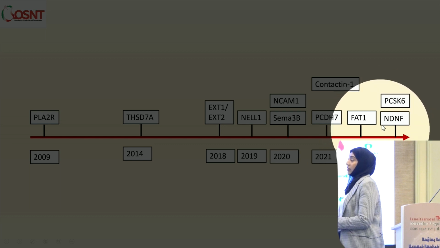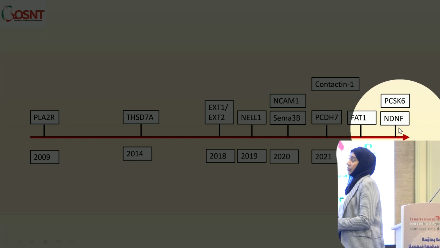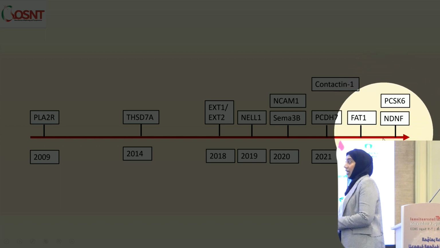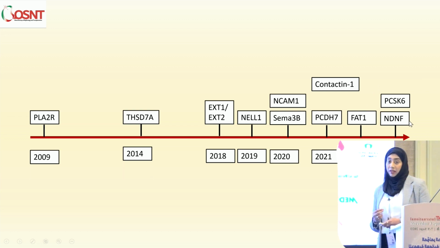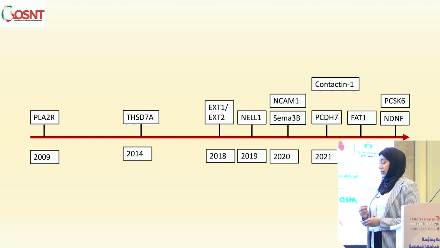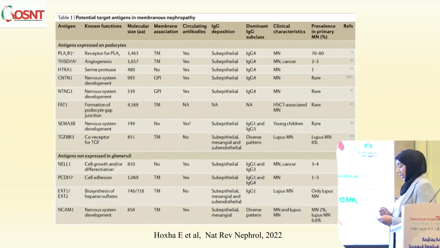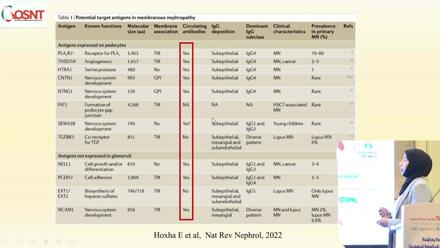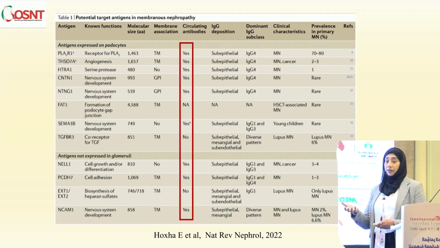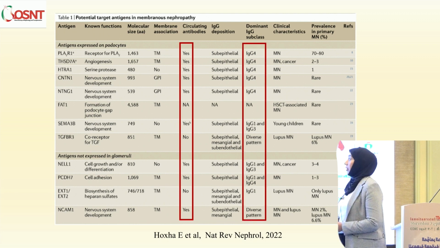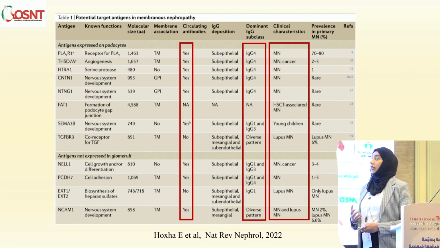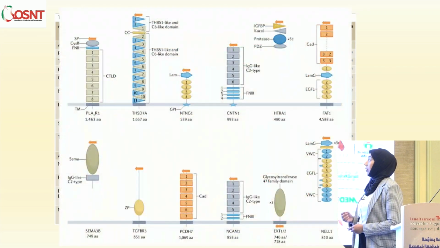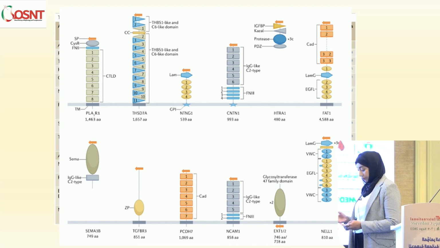The latest antigen discovery was NDNF in syphilis patients and PCSK6 in non-steroidal anti-inflammatory drug use membranous nephropathy. And you can see that these antigens vary actually. They vary in their circulating antibodies, whether they could identify circulating antibodies or not. They vary in the subclass of that antibody. They vary in the clinical characteristics of the disease, and also in relation to the membrane as well.